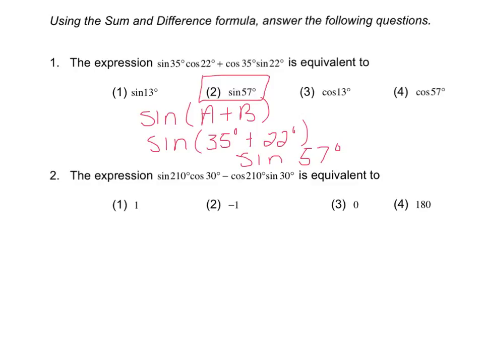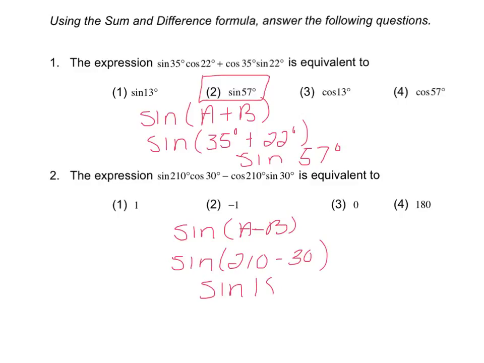Let's take a look at the number 2. The expression sine of 210 cosine of 30 minus cosine of 210 sine of 30. That's the expanded form of, take a look at the page prior. You're correct. That's the expanded form of sine of A minus B. So in this case, A is represented by 210 and B is represented by 30. So my answer is going to be the sine of 180.